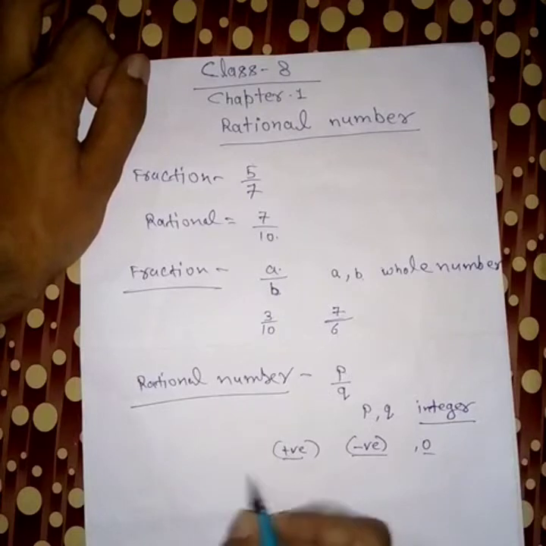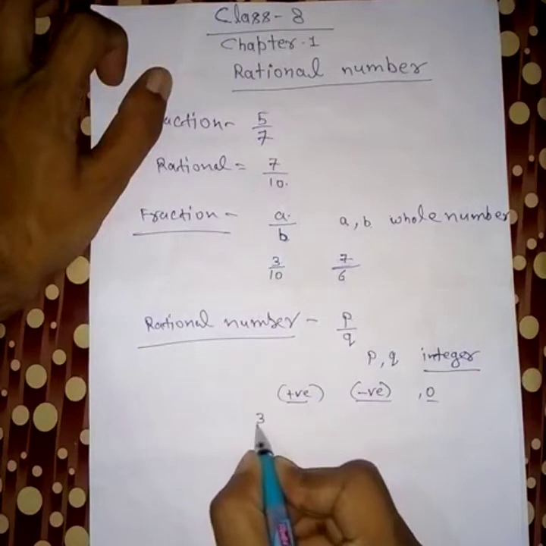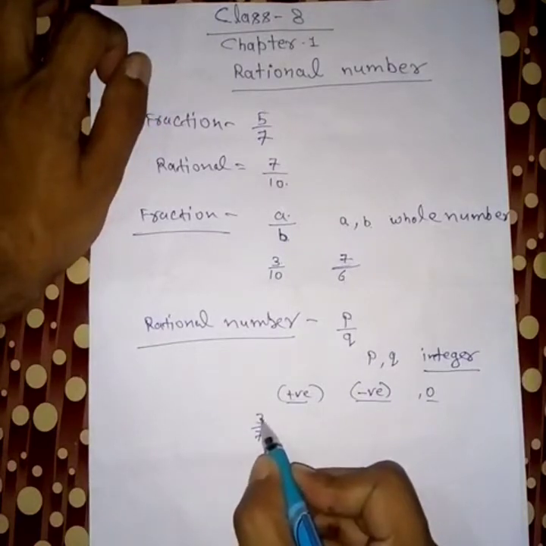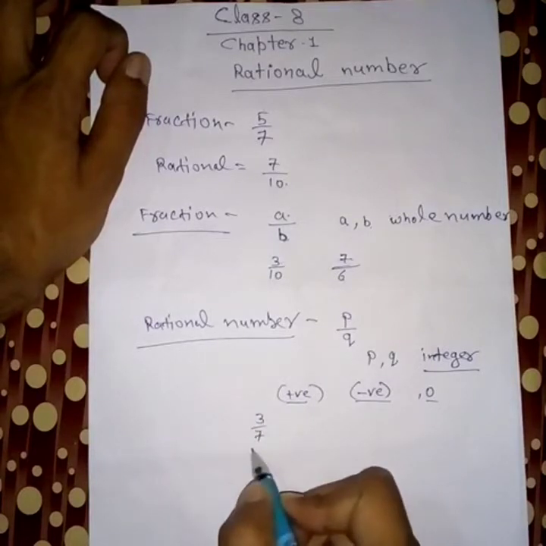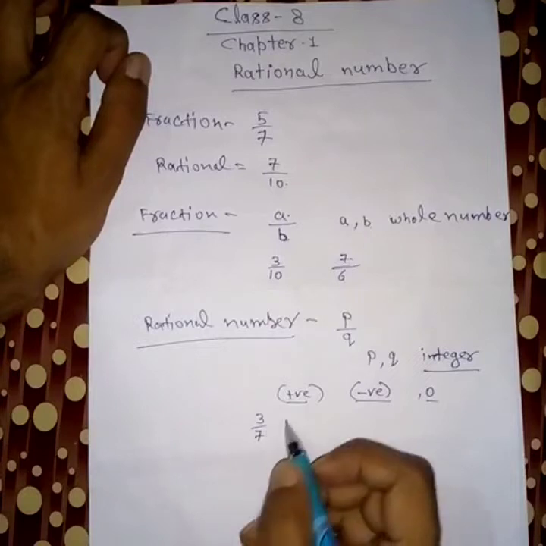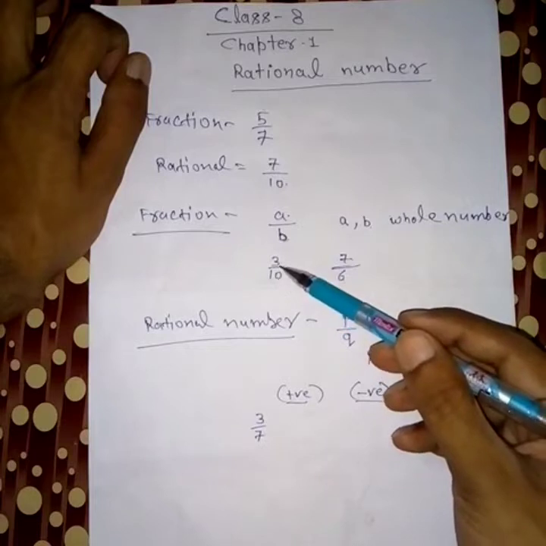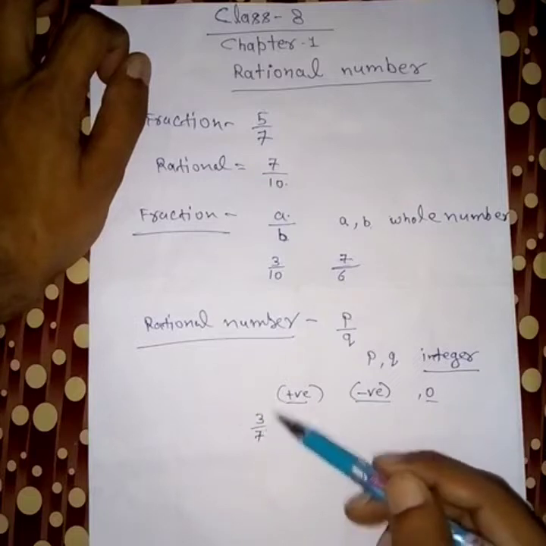So let's take some examples, just like 3 upon 7. Here 3 is a positive integer, 7 is a positive integer, so 3 by 7 is a rational number. You can see here the similarities. 3 by 10 is a fraction, 3 by 7 is a rational number. So yes, 3 by 7 is also a fraction.